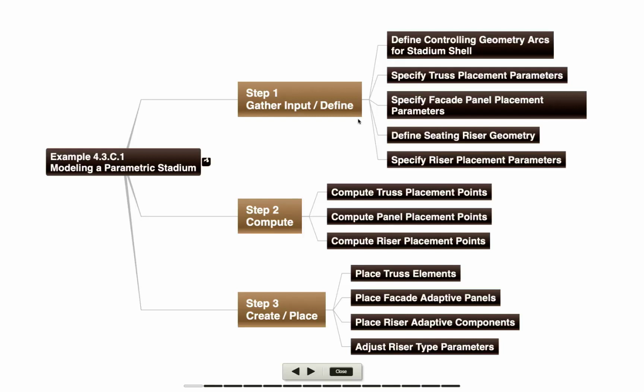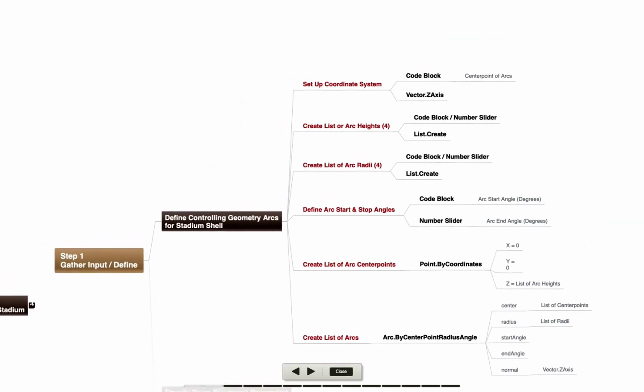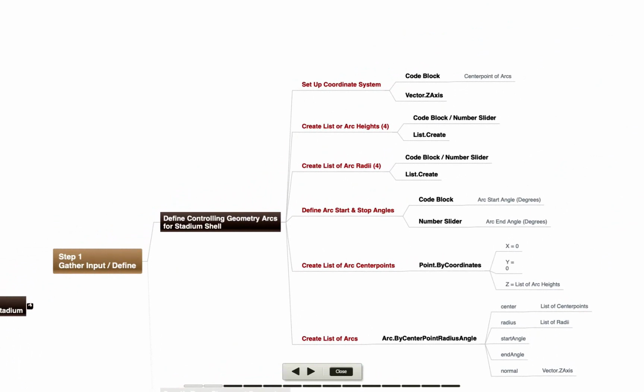Okay, let's go ahead and get started with our example of creating this parametric stadium. In the first step, what we're going to be basically doing is creating a lot of placement geometry. We're going to be creating some geometry for the stadium shell. We're going to do that by creating a series of different arcs. And to create those arcs, we're going to go through a number of steps.